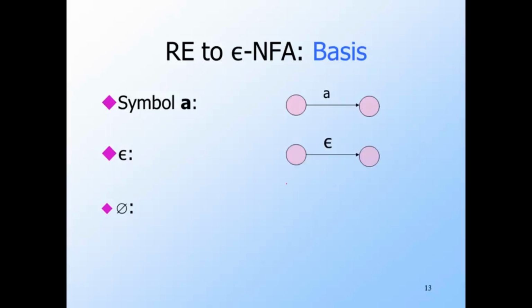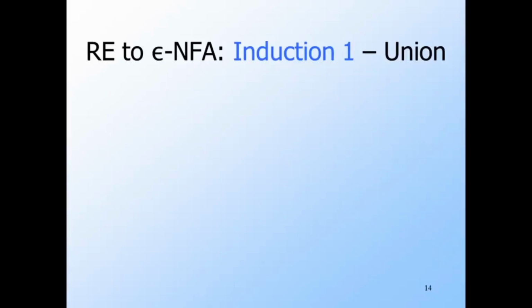If the expression is epsilon, then it is sort of the same, except the arc is labeled epsilon. And if the expression is the empty set symbol, then we just have the start and the final state and no way to get from one to the other. Now we begin the induction. There are three cases depending on whether the outermost operator is union, concatenation, or star.